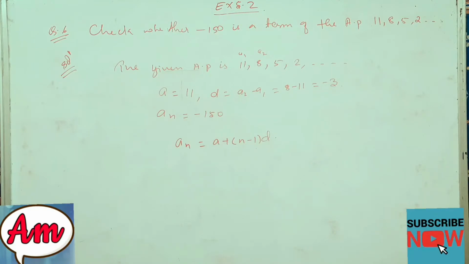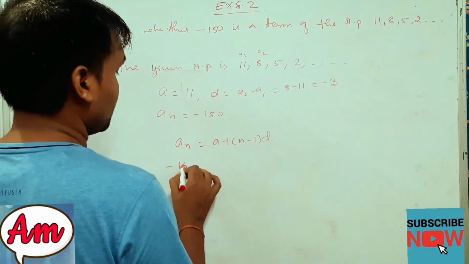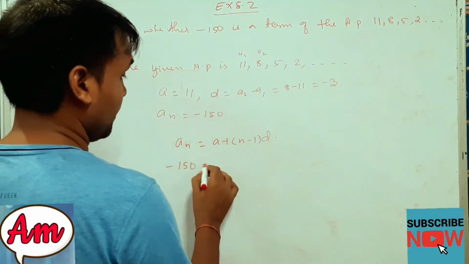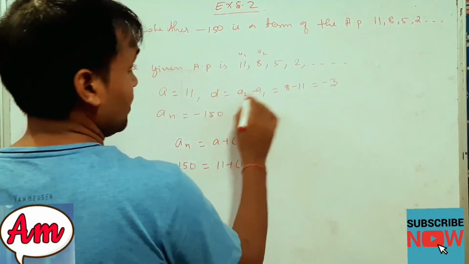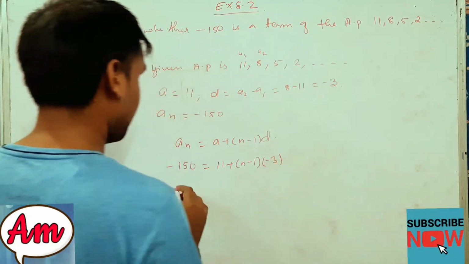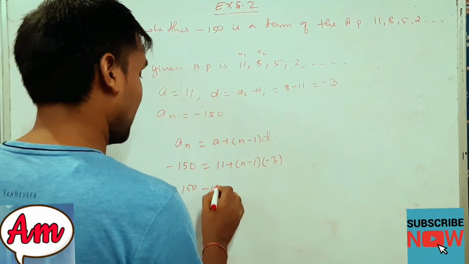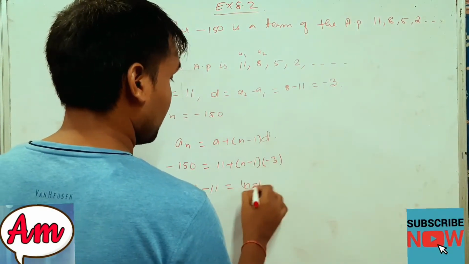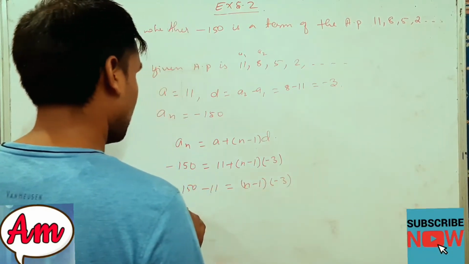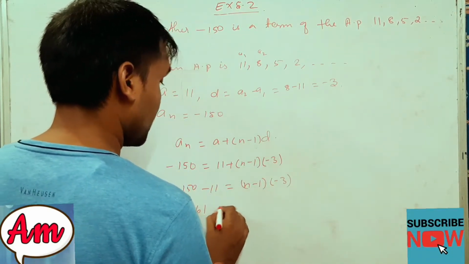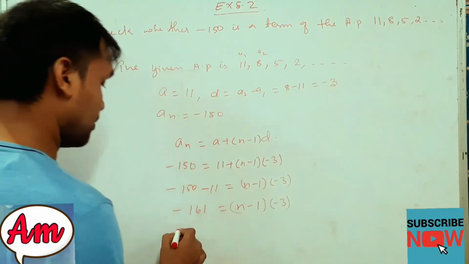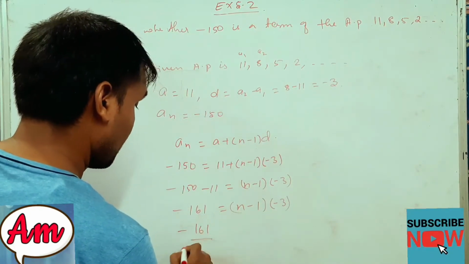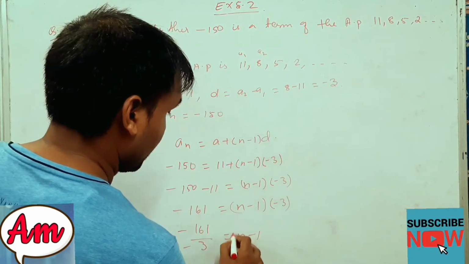Okay, so in the next step, we are going to substitute the value of An. We have minus 150, and A we have 11, n we do not know, D we have minus 3. So minus 150 minus 11 equals (n minus 1) into minus 3. If you add it, you will get minus 161. So (n minus 1) into minus 3. So this minus 3 you bring this side. So 161 by minus 3 is equal to n minus 1.